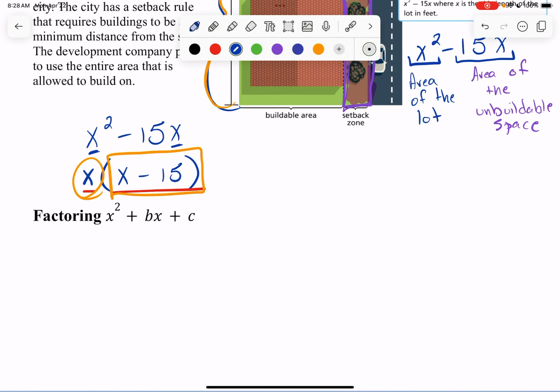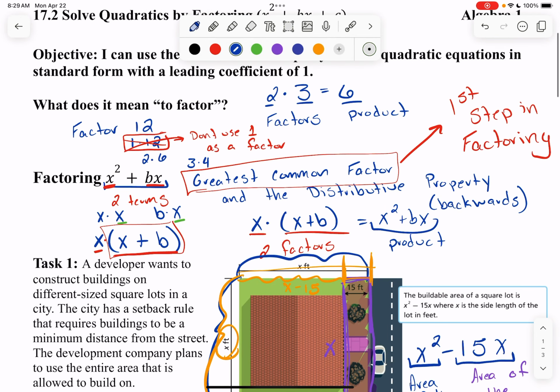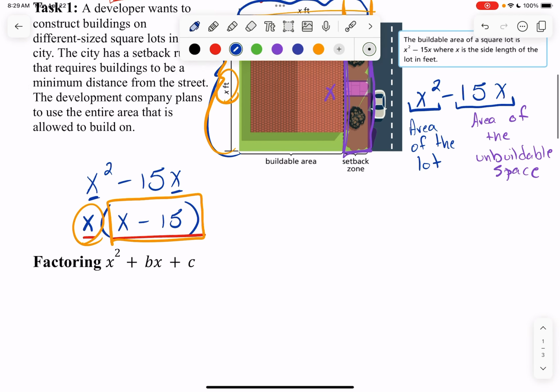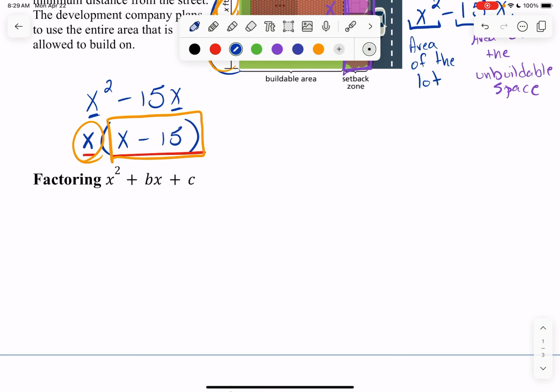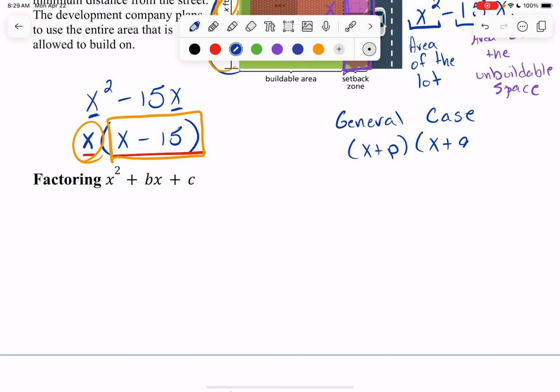So now that we've tackled the just x squared plus bx idea, now let's add the constant. The x squared plus bx plus c. I think the easiest way to demonstrate this is to just do a general case. So we are going to multiply x plus p times x plus q. P and q could be anything. We're just going to distribute this out.